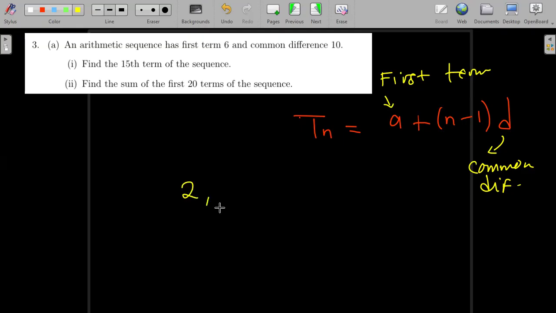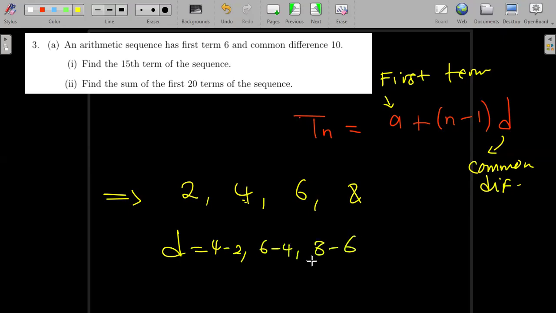An example of an arithmetic sequence is something like this: 2, 4, 6, 8. We can say this is an arithmetic sequence because the difference from one term to the other is constant. The common difference here is 4 minus 2, or 6 minus 4, or 8 minus 6. All of these give us 2, so 2 is the common difference between these terms.